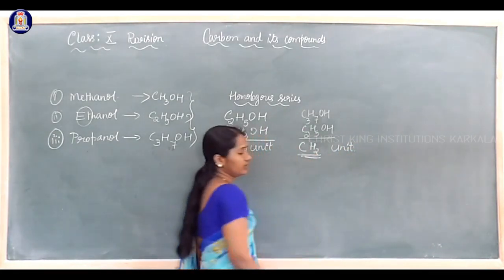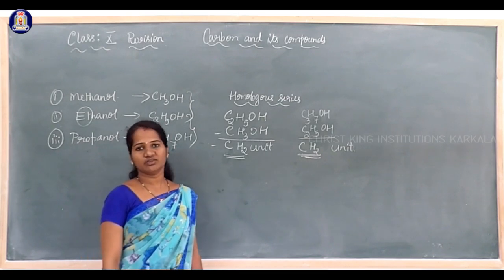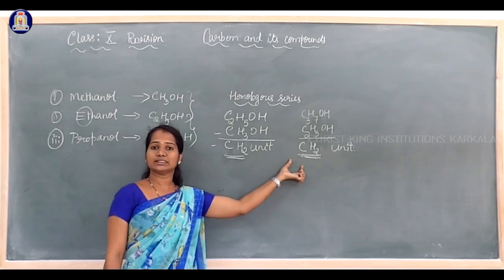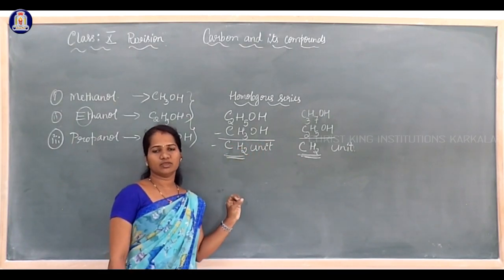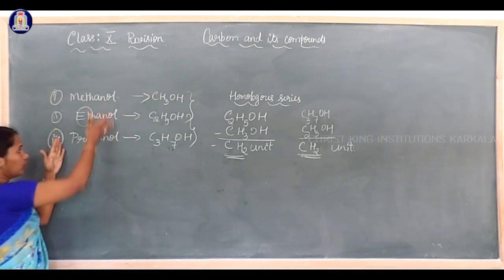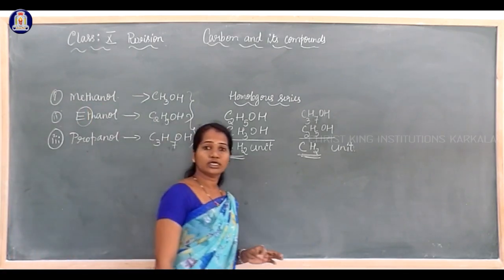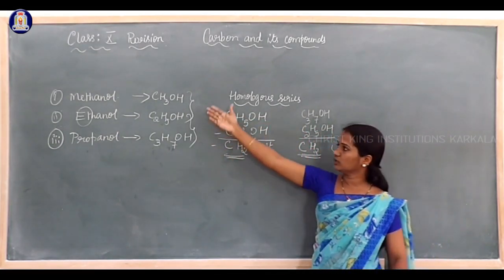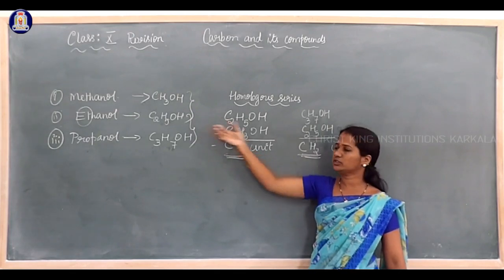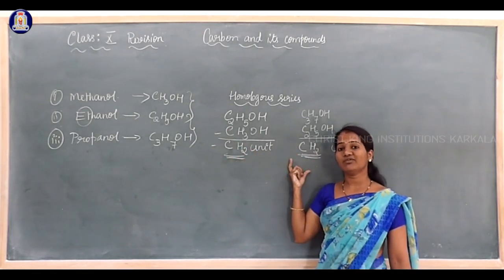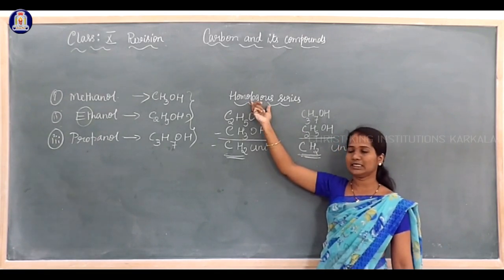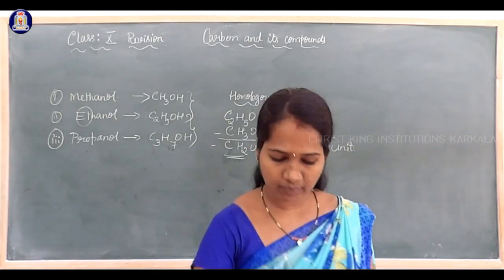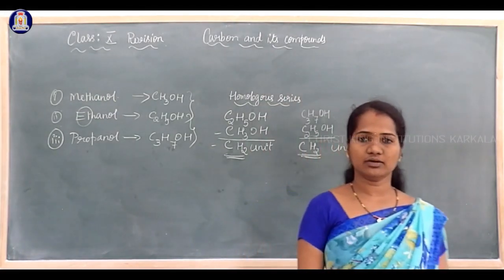So, if the difference between two successive compounds is a CH2 unit, we can write the final answer: the given compounds form a homologous series. Therefore, the difference between two successive compounds of the given compounds is a CH2 unit. Therefore, they form a homologous series. In the same way, we'll solve the next related questions.